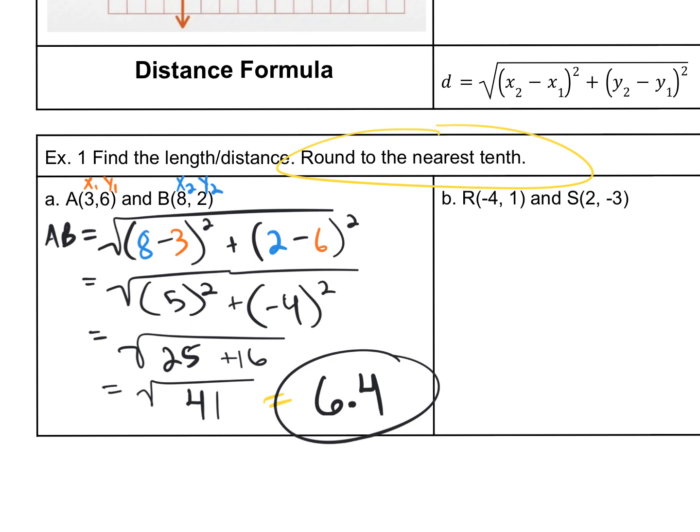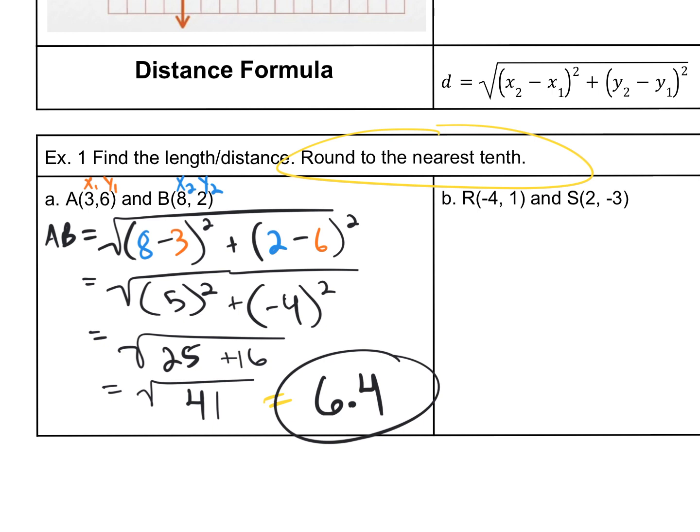So looking at the order of operations, we did the parentheses first. So do the addition or subtraction inside the parentheses. Next, you're going to do the exponents. So taking the values that you were left with and squaring them. Remember, when you square something, it should always come out to be positive. Next is your addition. And then finally taking the square root, rounding it to the tenths place.